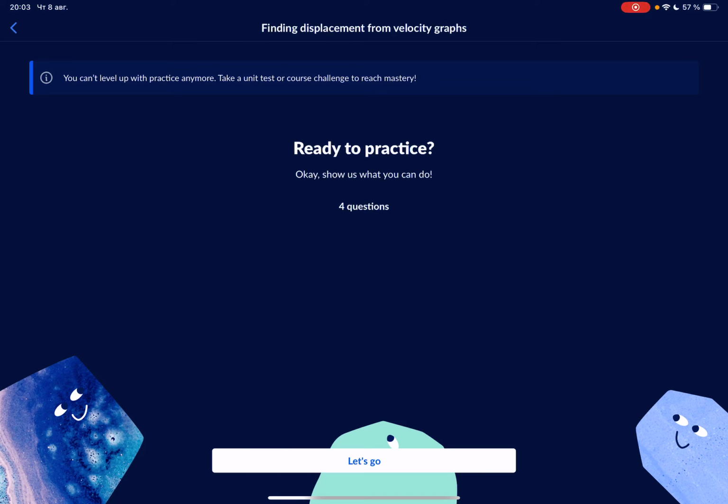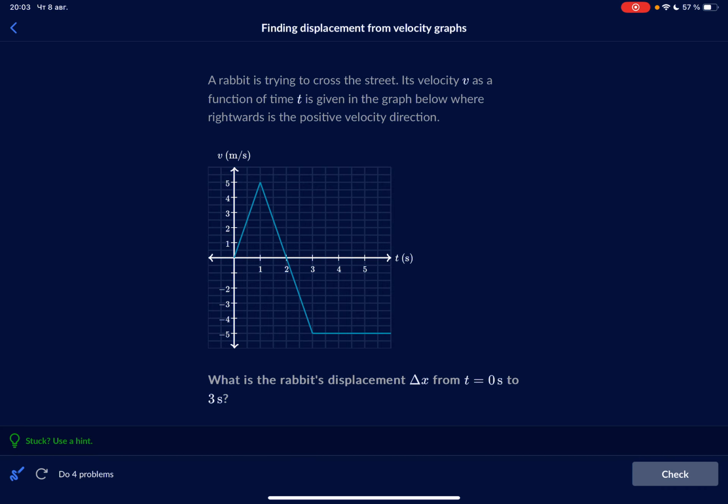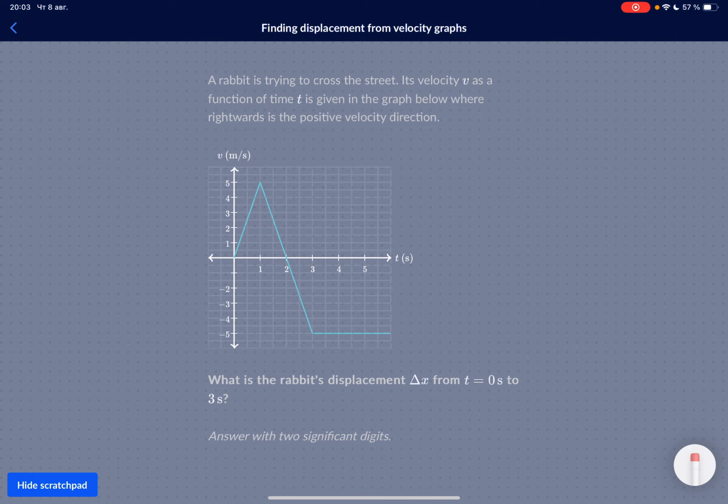So in this video we're going to find displacement from velocity graphs, and there are actually two formulas that you need to know. The first would be based on the shape or distance that it has been through, or the shape that it has built. First would be 1 divided by 2 factor and multiplied by velocity and time.